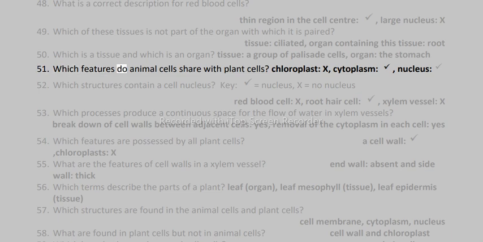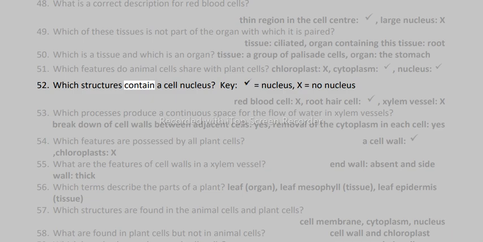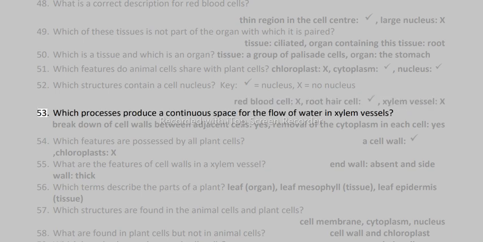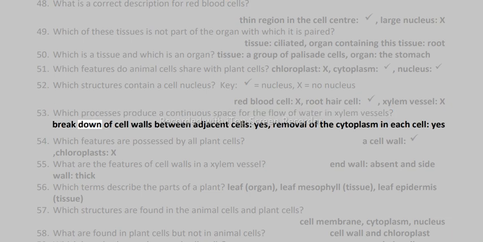51. Which features do animal cells share with plant cells? Chloroplast, X; cytoplasm, nucleus. 52. Which structures contain a cell nucleus? T equals nucleus, X equals no nucleus. Red blood cell, X; root hair cell; xylem vessel, X. 53. Which processes produce a continuous space for the flow of water in xylem vessels? Breakdown of cell walls between adjacent cells, yes. Removal of the cytoplasm in each cell, yes.